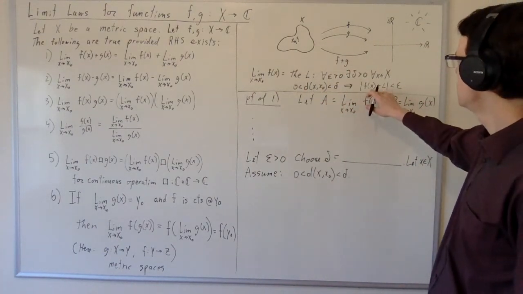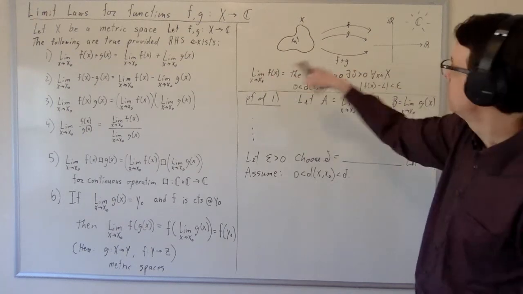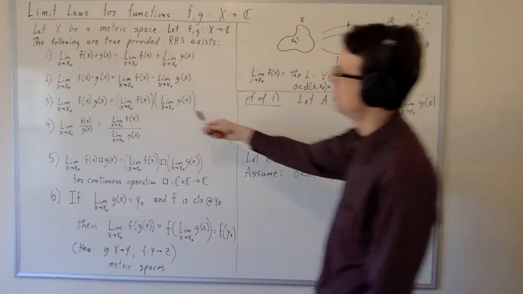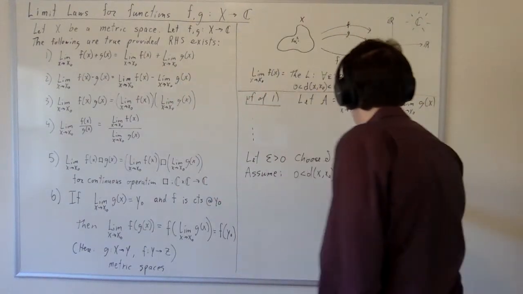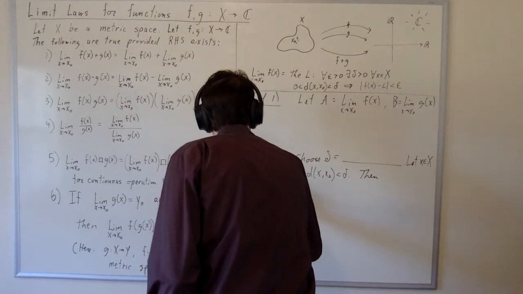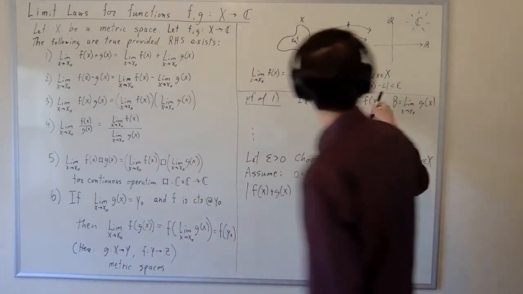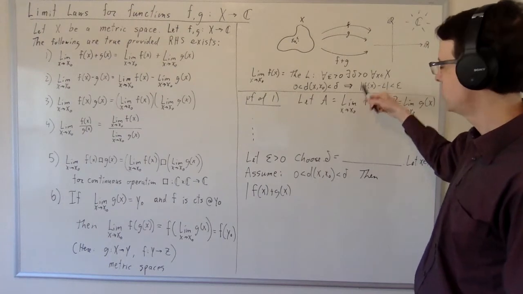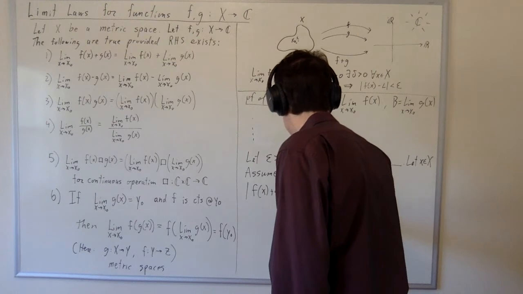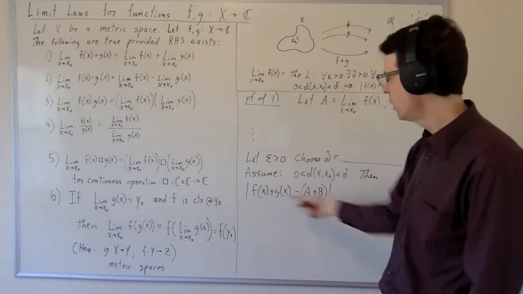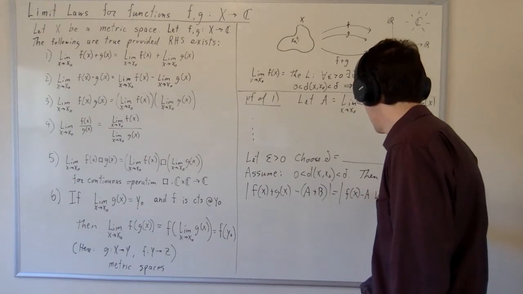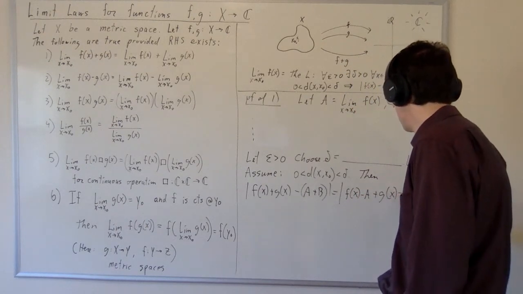And then we're going to calculate the distance between f plus g evaluated at the point x and the intended limit, which of course is this value a plus b. So let's calculate that distance. f of x plus g of x, that's the value of the function f plus g evaluated at the point x, minus a plus b. That's the anticipated limit. Then this gets rearranged in the obvious way. That's f of x minus a plus g of x minus b.